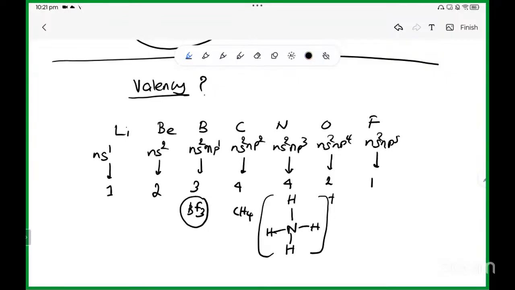Now this is about the valency. So valency, you have to be very careful how to decide the valency, right?